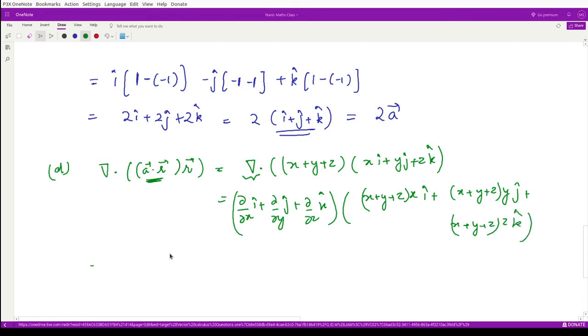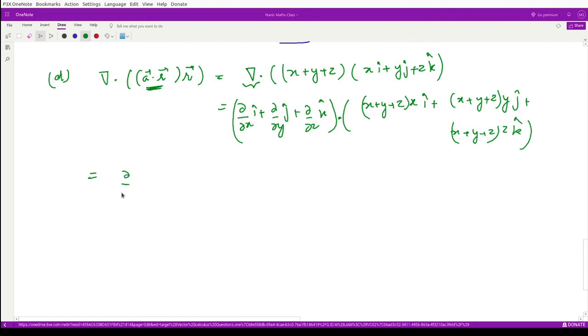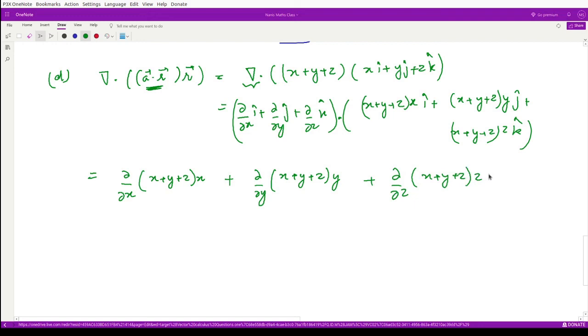Right. So you can now take the dot product between these. So the dot product would be del by del x of (x plus y plus z) into x plus del by del y of (x plus y plus z) into y plus del by del z of (x plus y plus z) into z. Right. So now when you take the partial derivative of this with respect to x, you will apply the product rule, considering this to be the first term, this to be the second term.